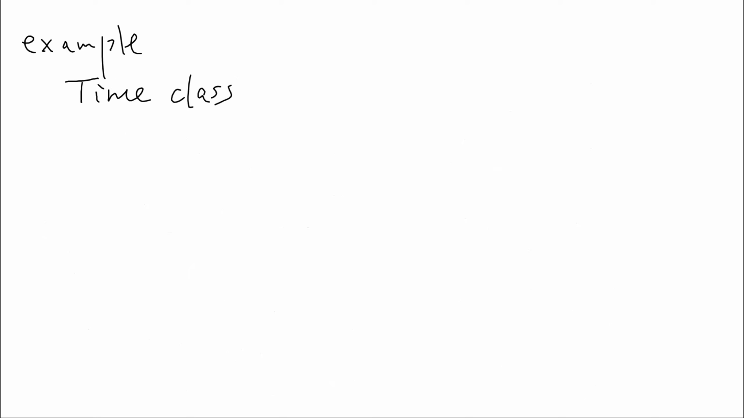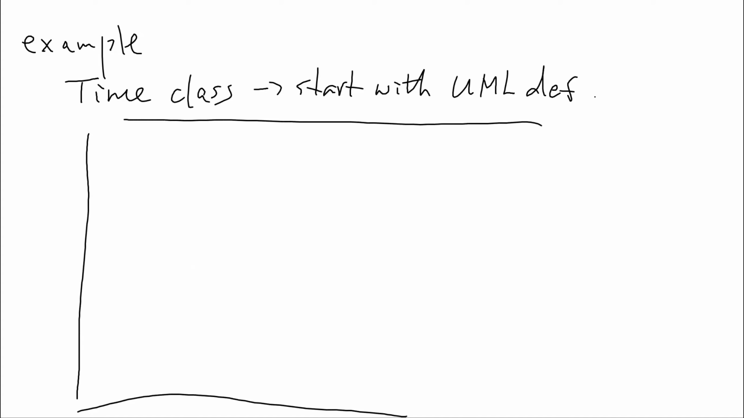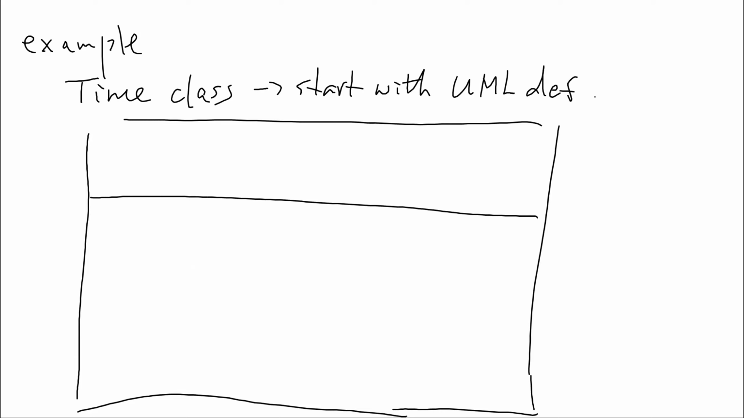A time class, okay. Generally speaking, in the software engineering process, whenever you define a class, you start with a UML diagram definition. Okay, so let's see what that is. You draw some box like this, and this box will have two parts, okay?